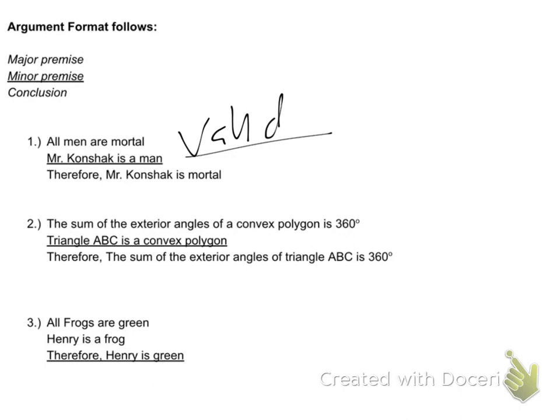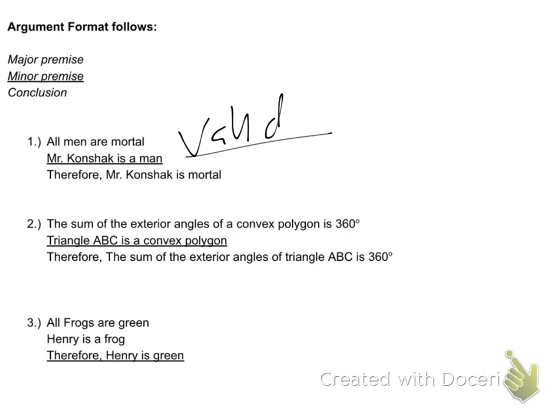Number 2. This one seems more mathy. The sum of the exterior angles of a convex polygon is 360 degrees. Triangle ABC is a convex polygon. Therefore, the sum of the exterior angles in triangle ABC is 360 degrees. Valid or invalid? It's kind of tricky. What's this first statement saying? If you're this, then you have this. You're a convex polygon, you have 360 degrees.